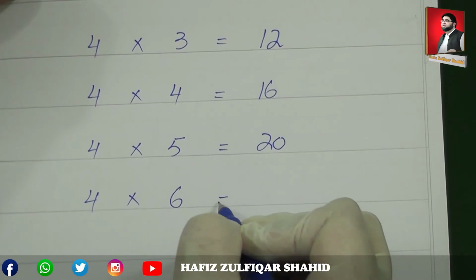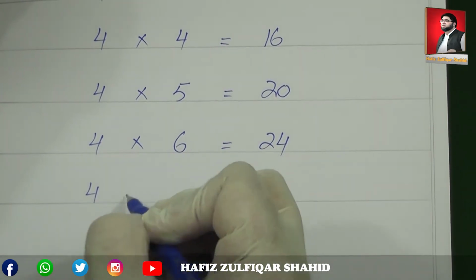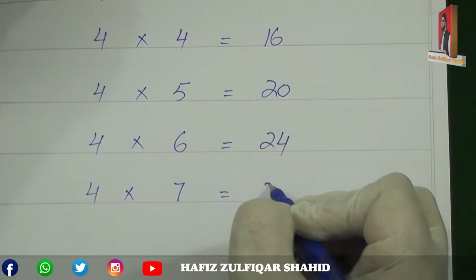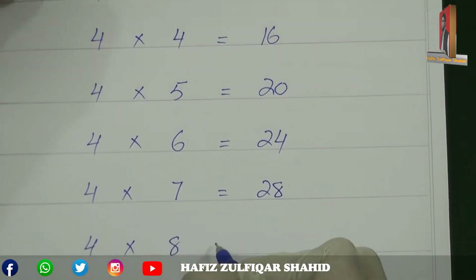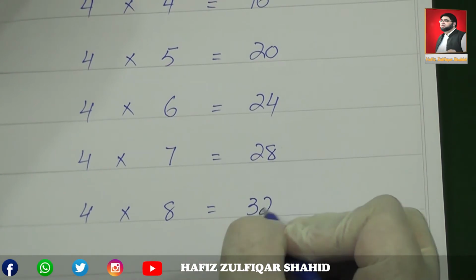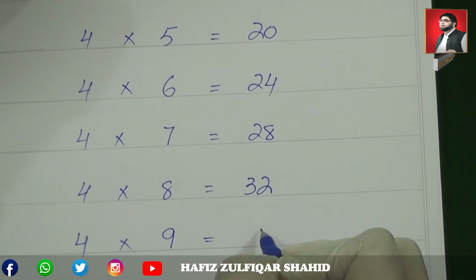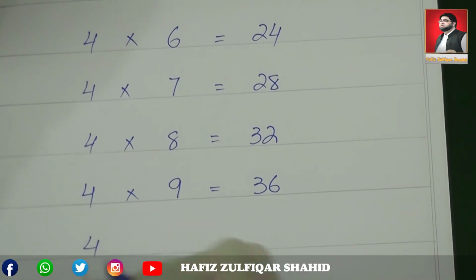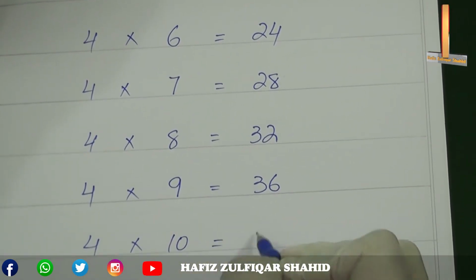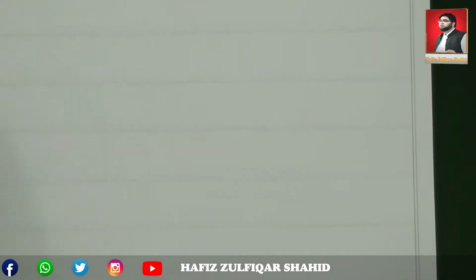4 six are 24, 4 sevens are 28, 4 eights are 32, 4 nines are 36, and 4 tens are 40. Done. Now the table of 5.